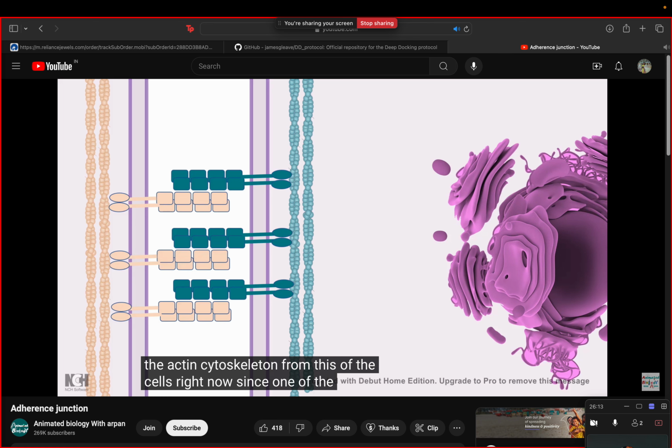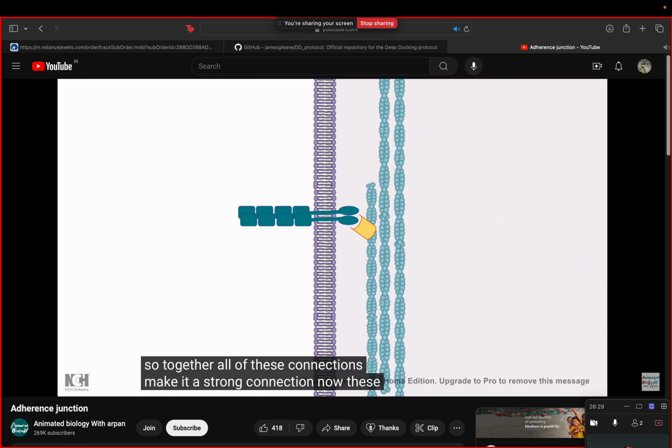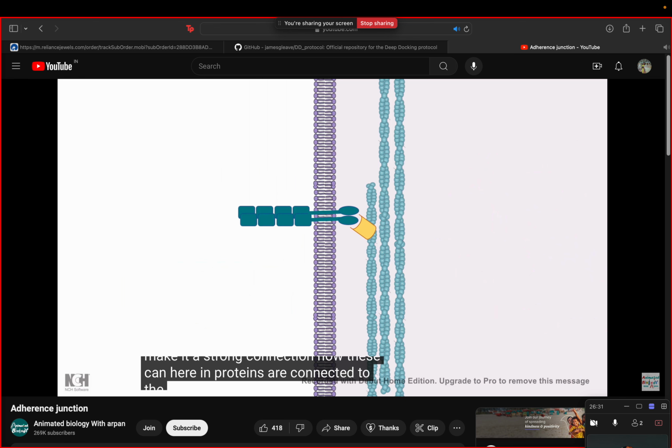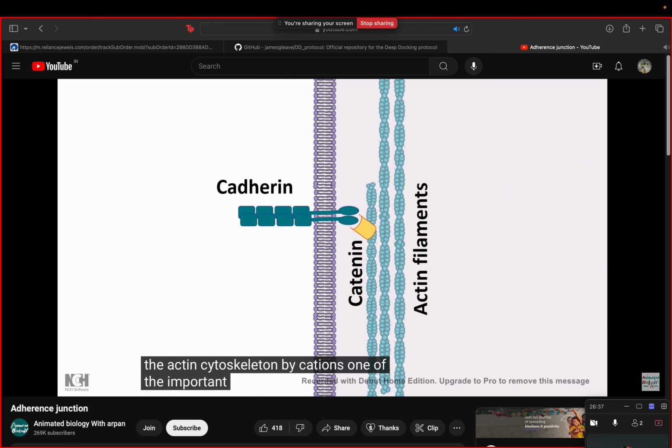Now, since one connection between these cadherins is very weak, there are multiple different connections between cadherins in an array. So together, all of these connections make it a strong connection. Now, these cadherin proteins are connected to the actin cytoskeleton by catenins. Important catenins are alpha catenin, beta catenin, and also p120 catenin. So all these catenin molecules work like an adapter, attaching the cadherin molecule to the actin cytoskeleton.